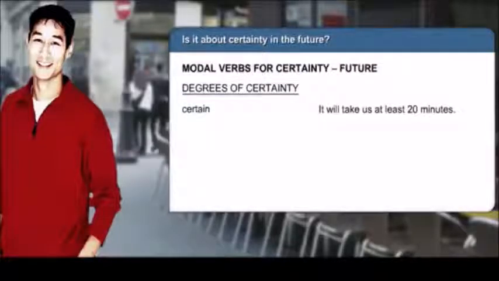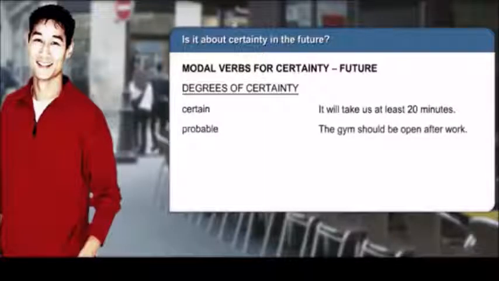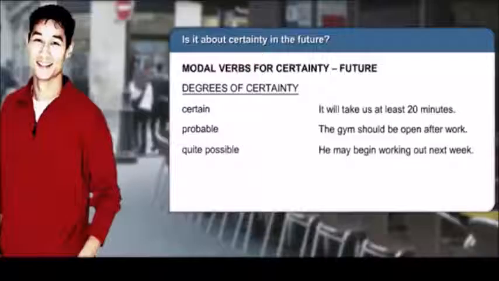Use the modal will to express absolute certainty that future actions or events will happen. It will take us at least 20 minutes. To express probability or a high degree of certainty about future events, use should. The gym should be open after work. Use may to express that a future event or outcome is very possible. He may begin working out next week.